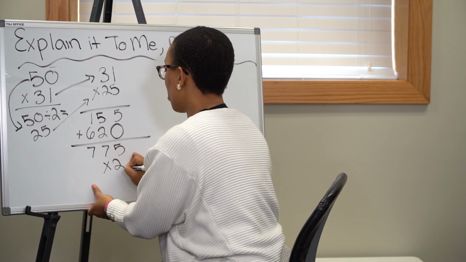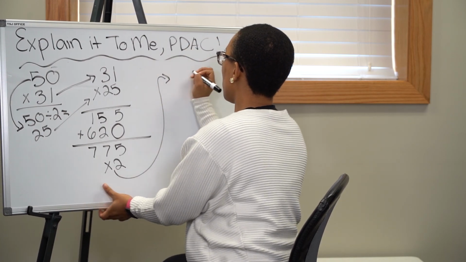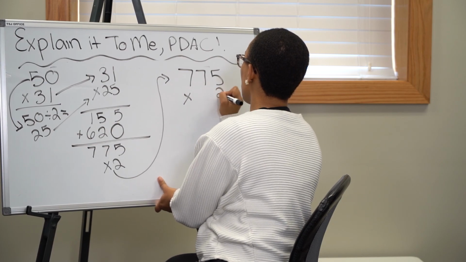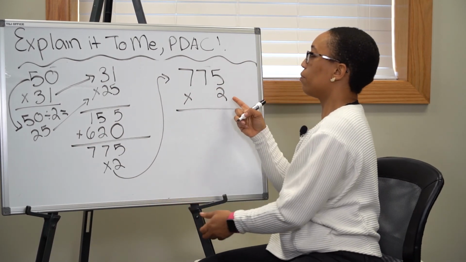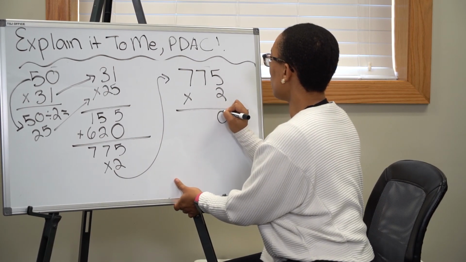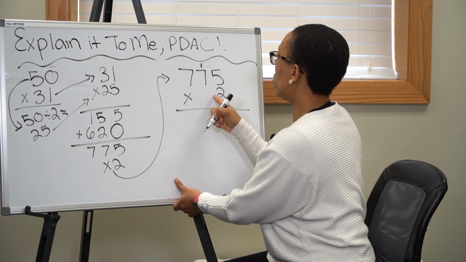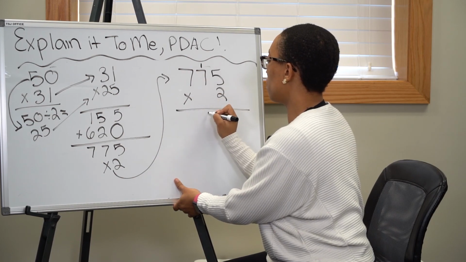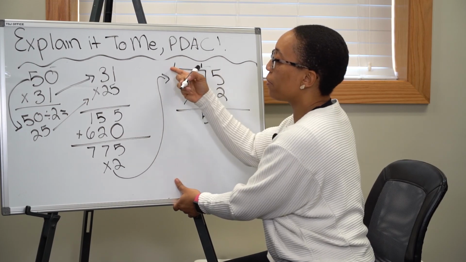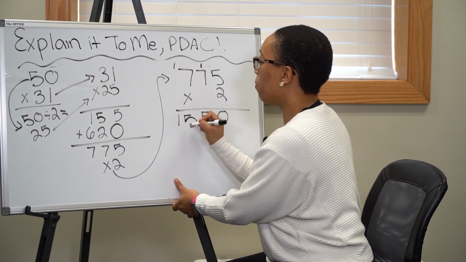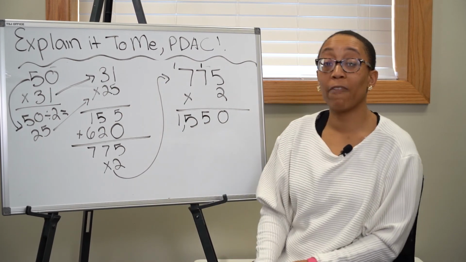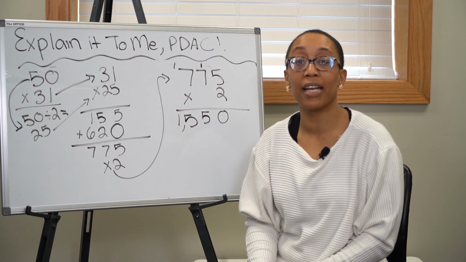So we're going to multiply by 2. I'm just going to rewrite it up here. So we have 775 times 2. So this is what we got now. 2 times 5 is 10. Write the 0, carry the 1. 2 times 7 is 14, plus 1 is 15. Write the 5, carry the 1. 2 times 7 is 14, plus 1 is 15. Write the whole 15 because we don't have any more numbers. Put our comma, so 1,550. So that is our answer.